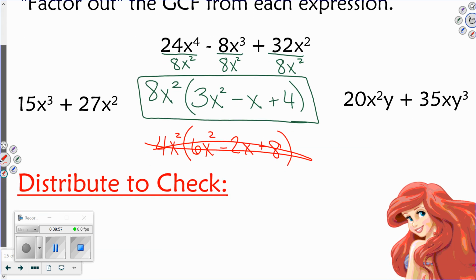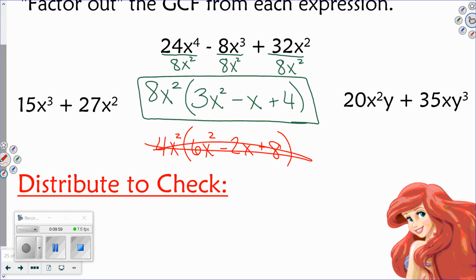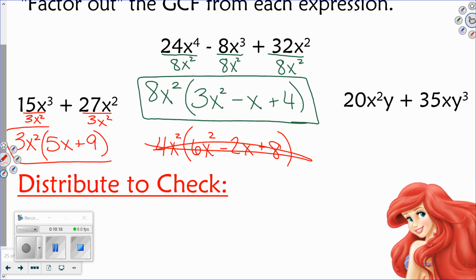All right, 15x cubed plus 27x squared. Good. He's not using that other terminology now. 3x squared. So again, I'm taking out 3x squared from each of these. So what are we left with? Good. 5x plus 9. How do I check my answer? Just distribute it back. You should get what you started with.